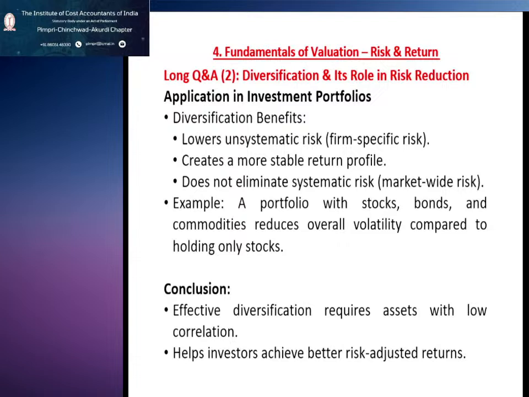Does not eliminate systematic risk, market-wide risk. Example: a portfolio with stocks, bonds and commodities reduces overall volatility as compared to holding only stocks. Conclusion: effective diversification requires assets with low correlation and helps investors achieve better risk-adjusted returns.